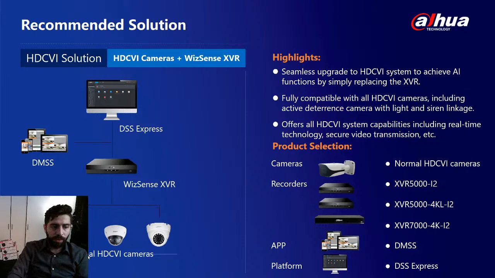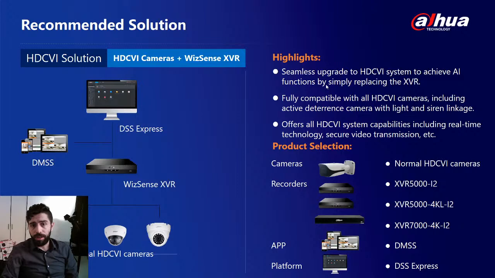A seamless upgrade of the HDCVI system to achieve AI functions by simply replacing the XVR. It is fully compatible with all HDCVI cameras, including the active deterrence camera with light and siren linkage. It offers all HDCVI system capabilities, including real-time performance and secure video transmission. So this is the normal camera, but you have to choose the XVR with the dash I 2 series.